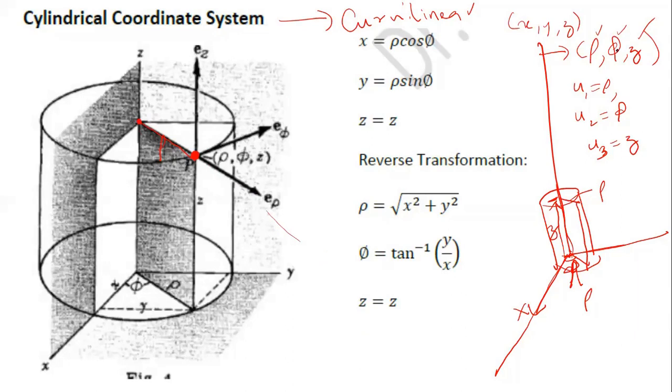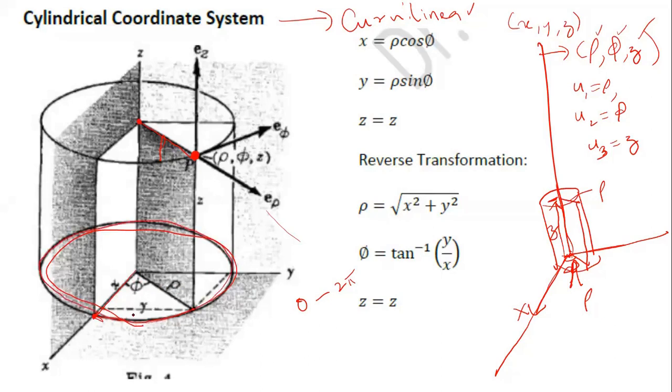And what about your phi coordinate line? Say, if you fix the value of rho and vary phi from 0 to 2 pi, when you start with phi equal to 0, this is the phi equal to 0 point, and as you increase the phi value, if you fix the rho value, it will move along the circle. So your coordinate line corresponding to phi is a circle.